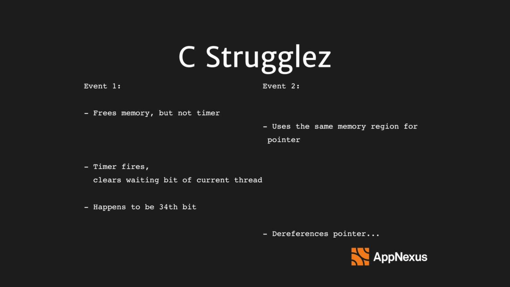It clears the waiting bit of the current thread, which in this case happened to always be the 34th bit, and it goes away, the timer stops. The event clears, finishes, great. Event 2 dereferences that pointer, and the 34th bit is set, and it crashes. And this only happened a couple times an hour because the memory allocation patterns were so intricately complicated and not common.